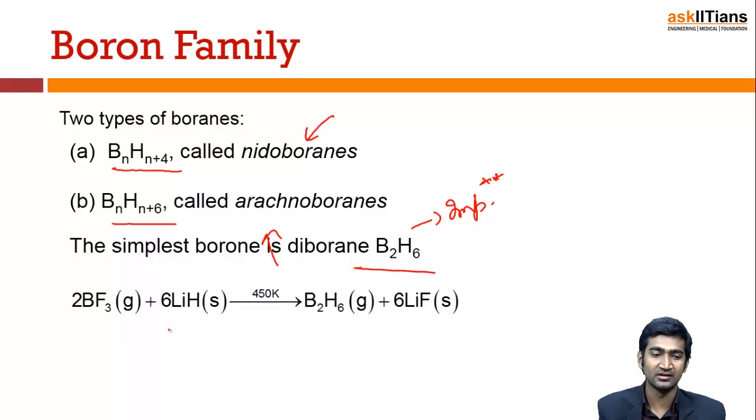How is it prepared? I take BF3 and pass it over lithium hydride at 450 Kelvin. See how large a temperature this is, 450 Kelvin. So it will give me B2H6 plus LiF.